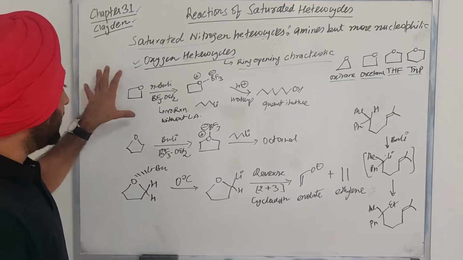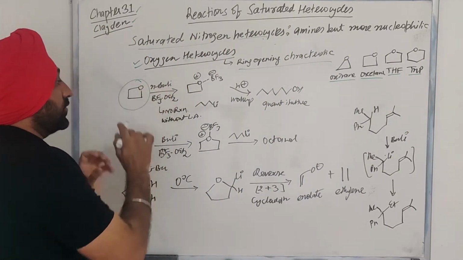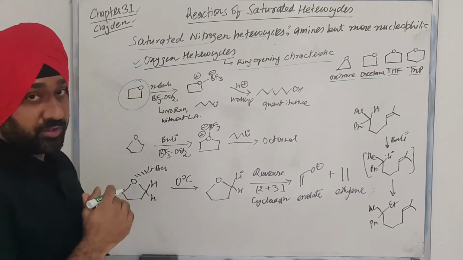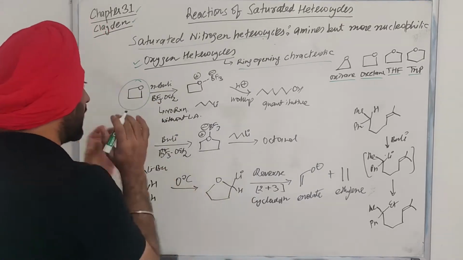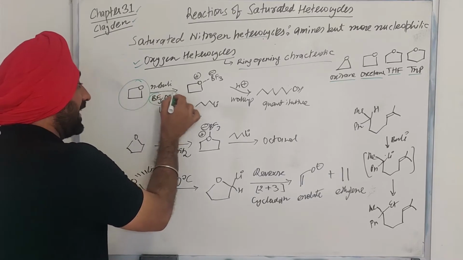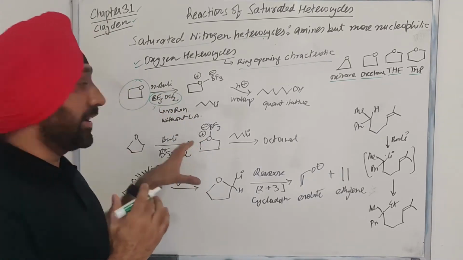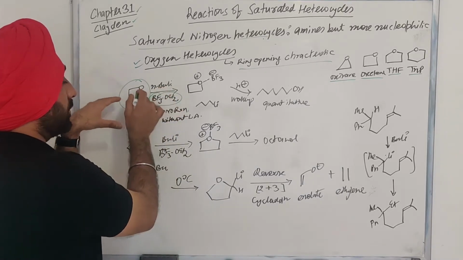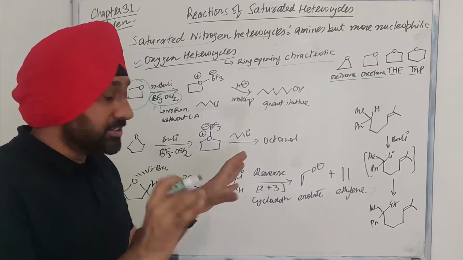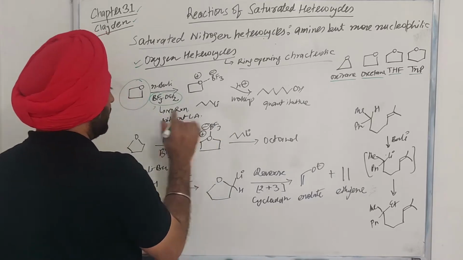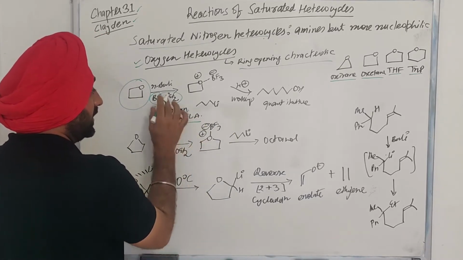Now, let us suppose you are carrying out the reaction of oxirane with n-butyl lithium and BF3 etherate, it usually undergoes ring opening. If you do not add this Lewis acid, because you need to activate the ring. Suppose you are carrying out the reaction of n-butyl lithium with oxirane, there is no reaction. You do not observe any reaction without the Lewis acid.